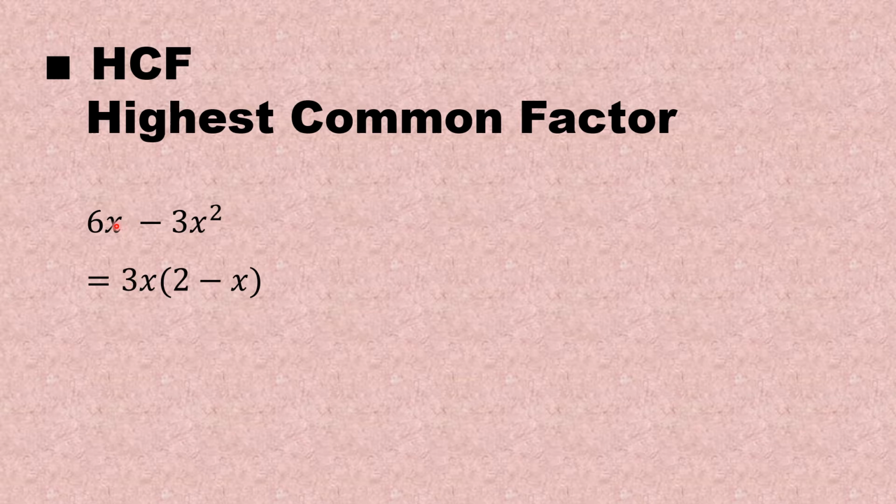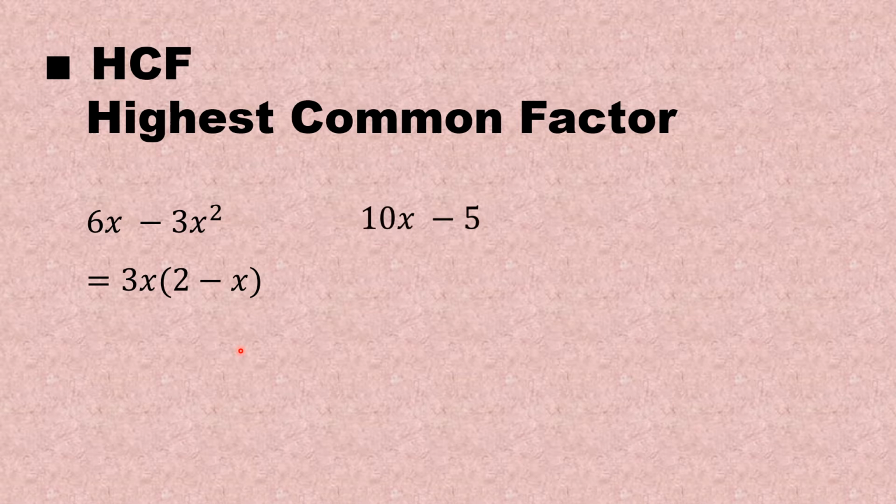So 3x. You divide it, so that's 6x divided by 3x. 6 divided by 3 is 2, and x divided by x is 1. 2 times 1 stays 2. Negative divided by positive is a negative. x squared divided by x is x. So there you fully factorized that expression.